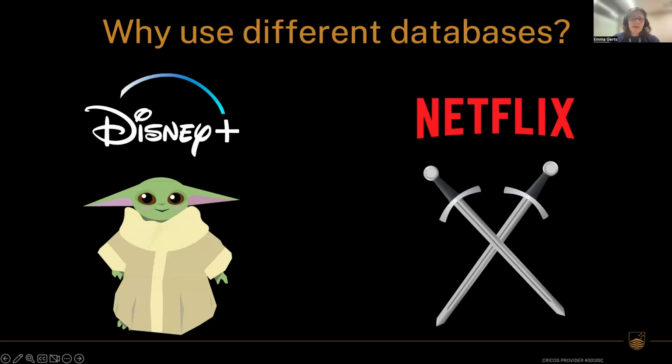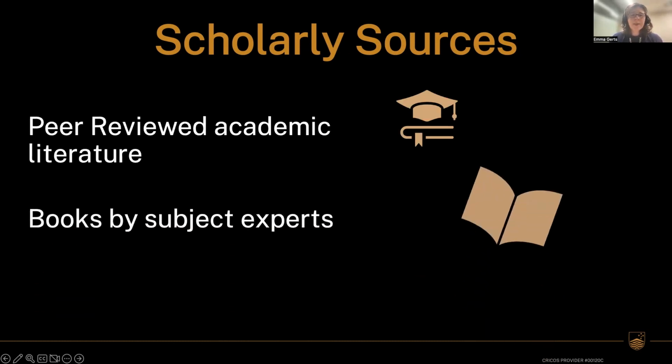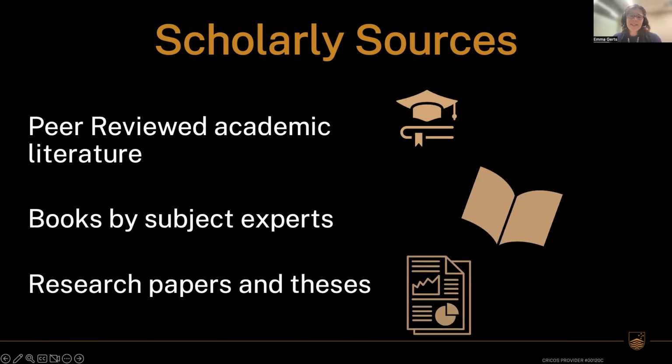So we have two broad collections of different source types. Most of the information that you'll be accessing falls into one of these two camps. The first of these is what we call scholarly sources. And most of the information that you're going to be using for research will be scholarly sources. These include things like peer-reviewed academic literature, books published by subject experts, and research papers and theses.